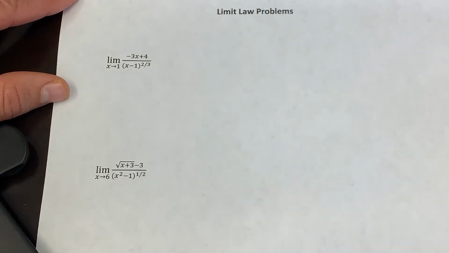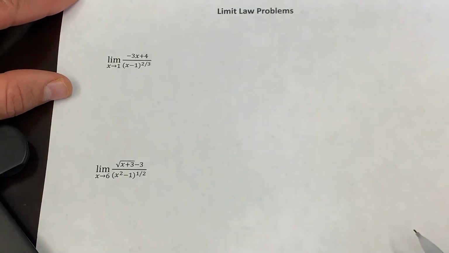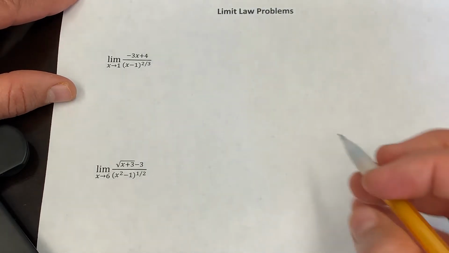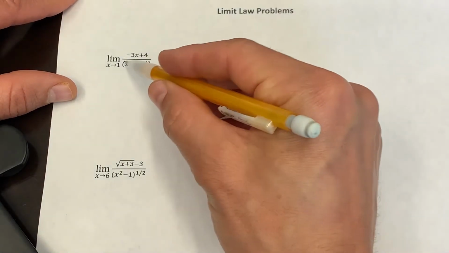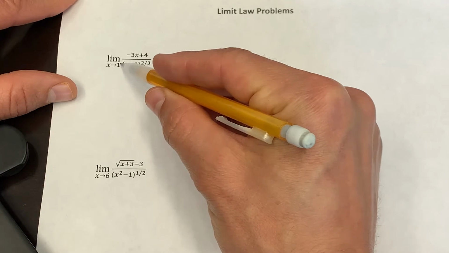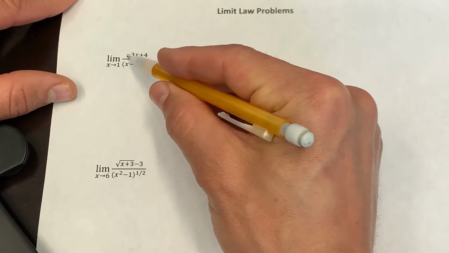Now, when you're thinking about limit law problems, you have to remember that there's a big if in all of the limit law problems. If everything exists and works nicely, then you can break it apart.